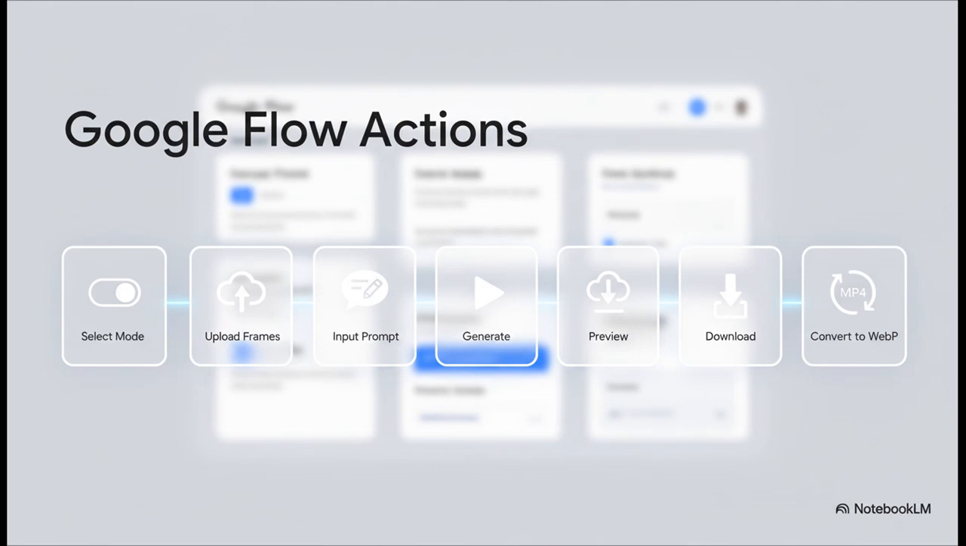And again, the process is super simple. We switch our tool to a frames to video mode, we upload our assets, and then we give it a motion prompt. We're basically telling the AI how we want it to move. We're looking for smooth transitions, consistent lighting. Once we're happy with it, we just download the video and convert it to a web-friendly format like WebP, which is crucial for keeping it lightweight enough to load really quickly.